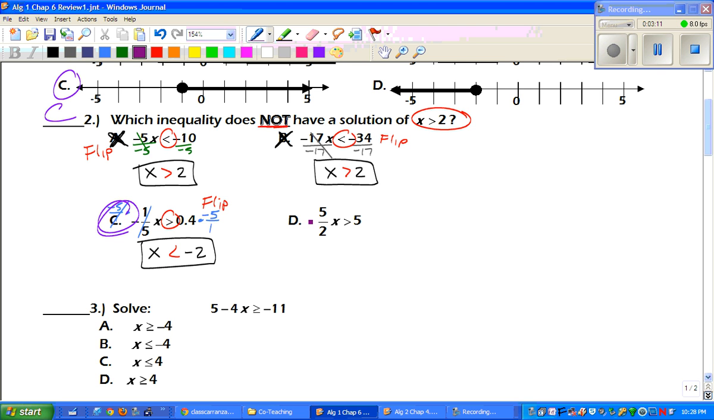So there we go. And just to double check, multiply by the reciprocal. Those cancel. And that fraction actually reduces to 2. So there you go. Our correct answer was C.